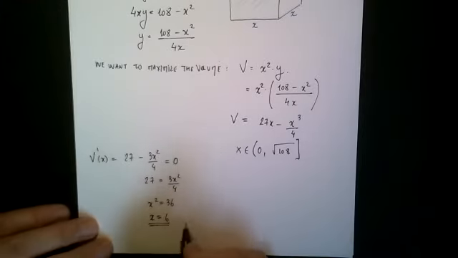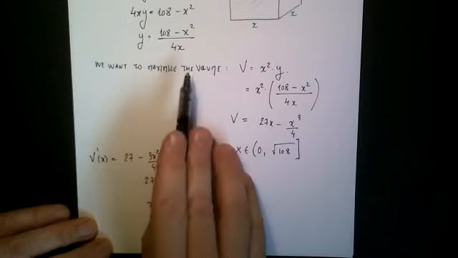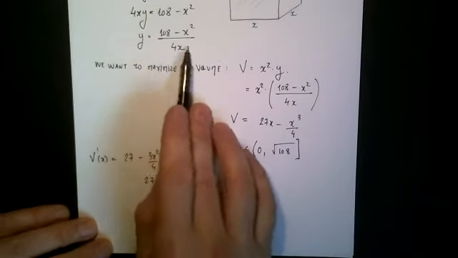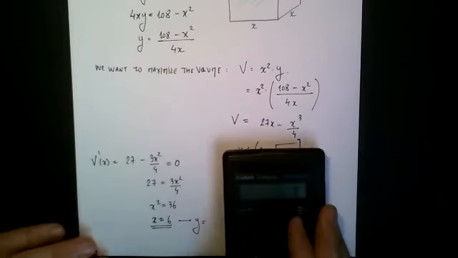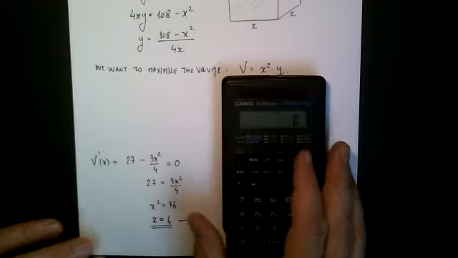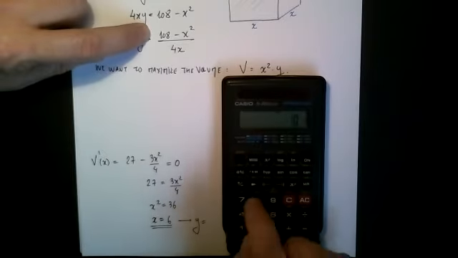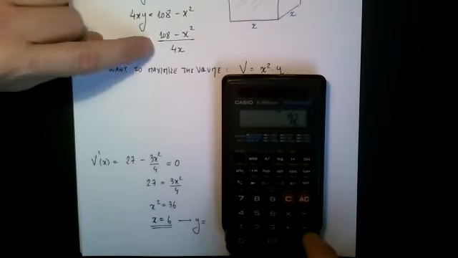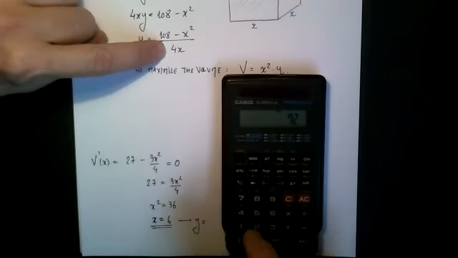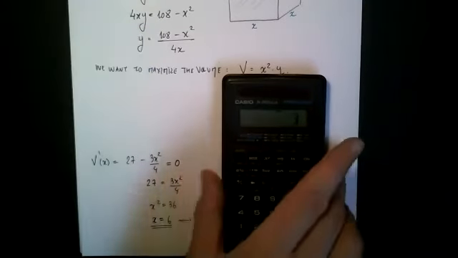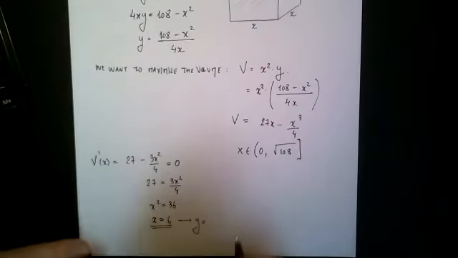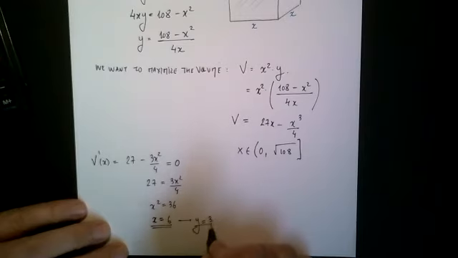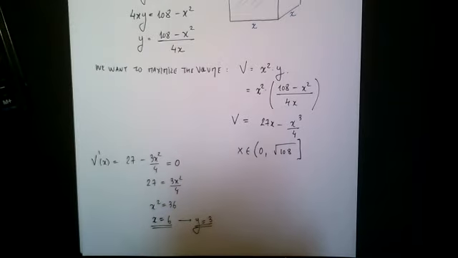Okay, and if x is 6, what is y? So I will replace the x by 6 into here right away. I'll take my calculator. So 108 minus 6 squared, which is 36, and then divided by 4 times 6, which is 24, so I get 3. Okay, so y is 3. Okay, now what?